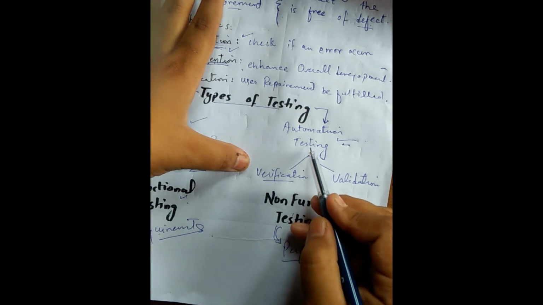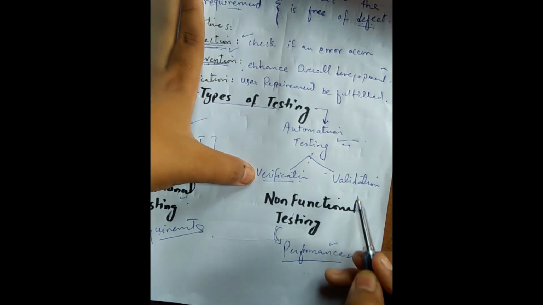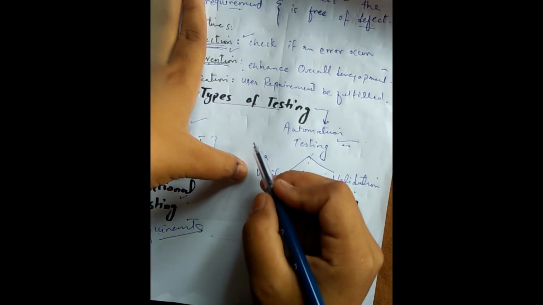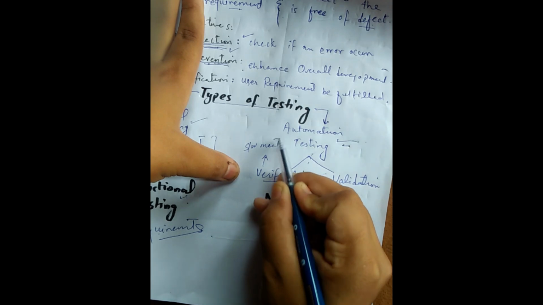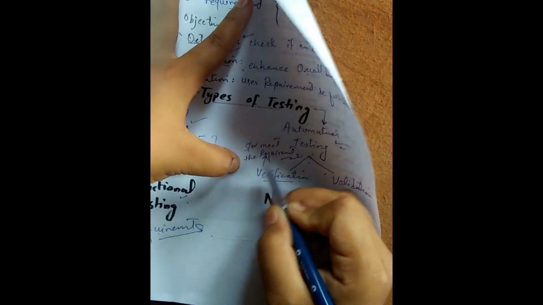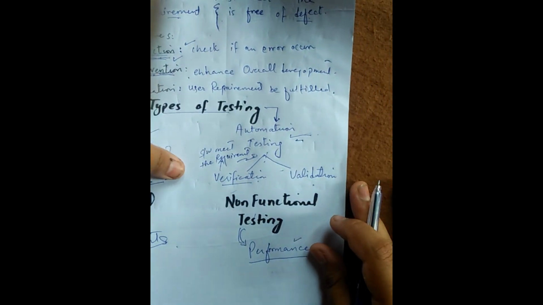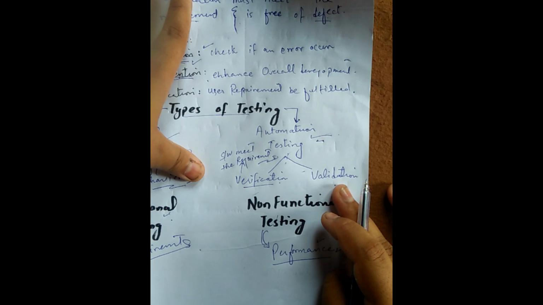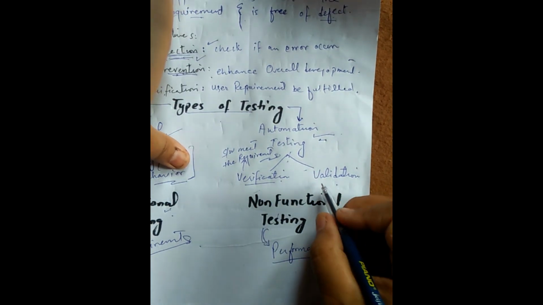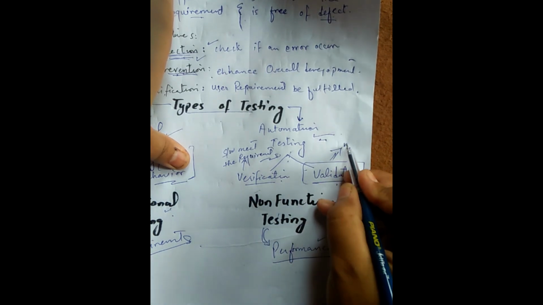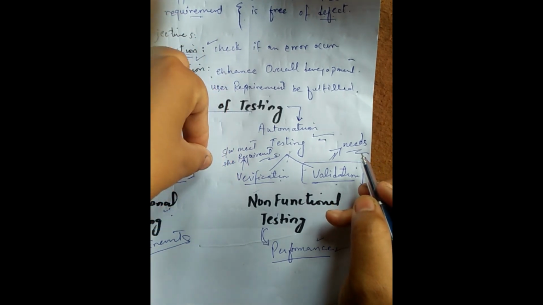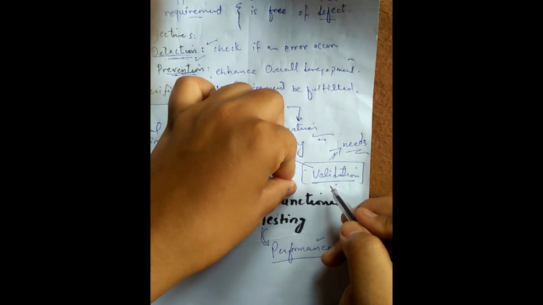Here are the two types of testing activities: verification and validation. Verification ensures that the software meets the requirements correctly. But validation confirms that the software fulfills its intended purpose and meets user needs. It is based on the user's need, what the user wants. Basically, verification is for the requirements and validation is for its efficiency.